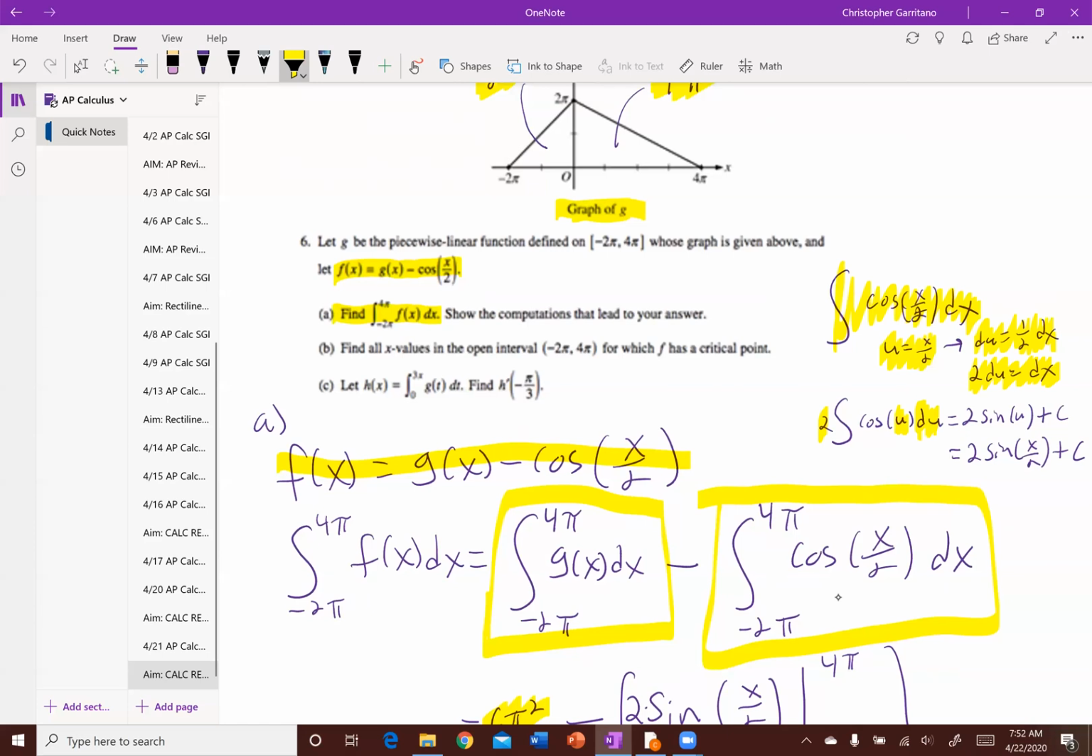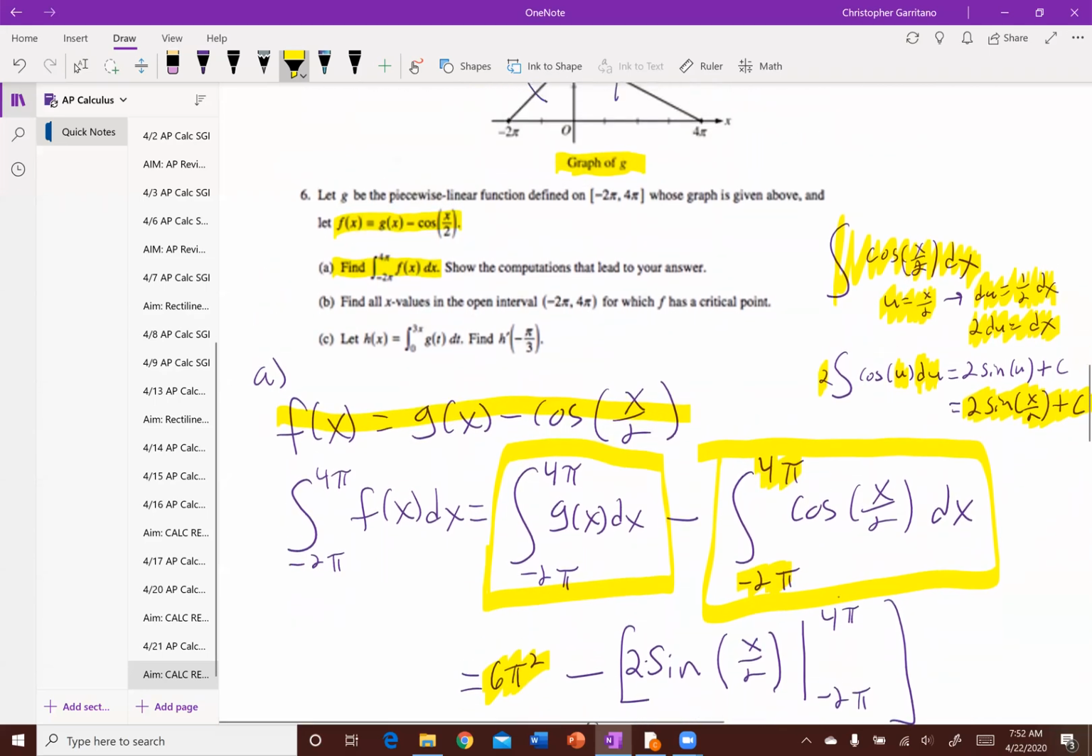The antiderivative of cosine is just sine, right? Another way of saying that is the derivative of sine is cosine. So this antiderivative ends up being 2 sine of u plus c, and then I replace u with x over 2. Now, this is my antiderivative, and I'm going to evaluate that at the limits of integration.